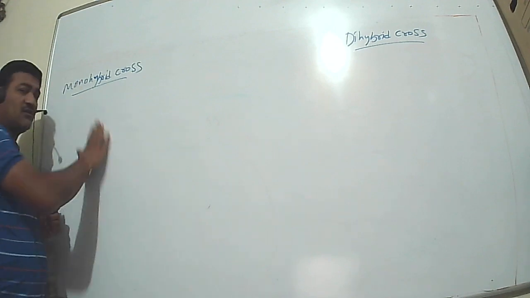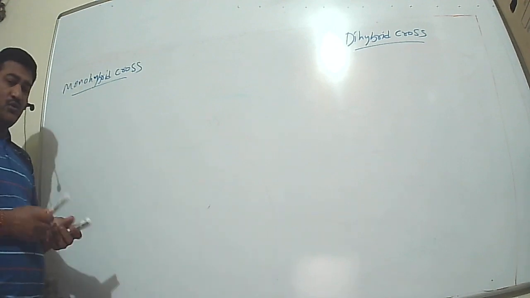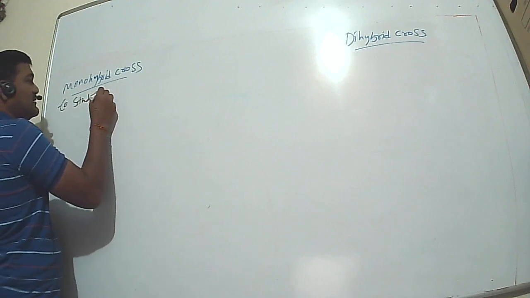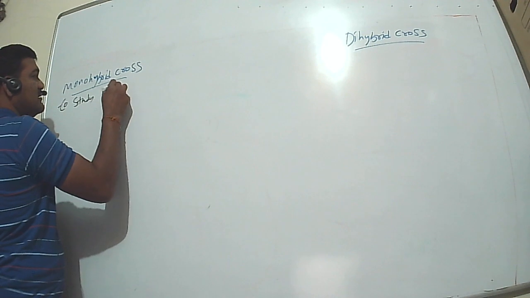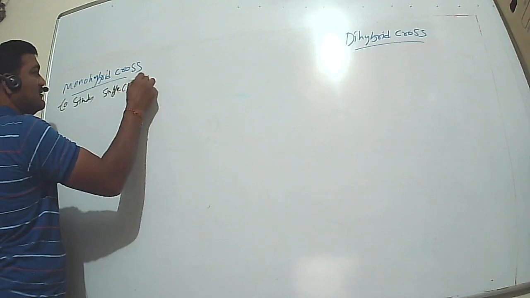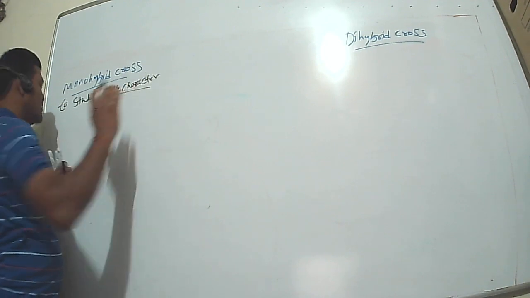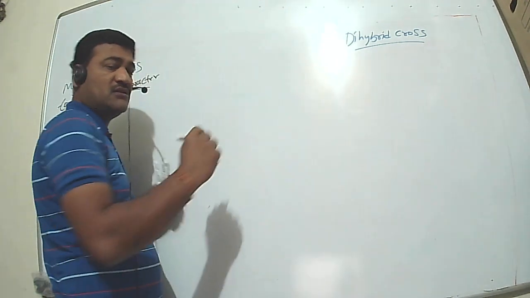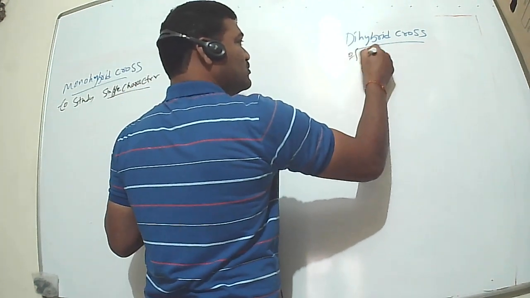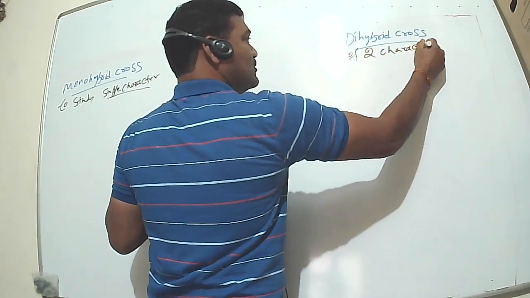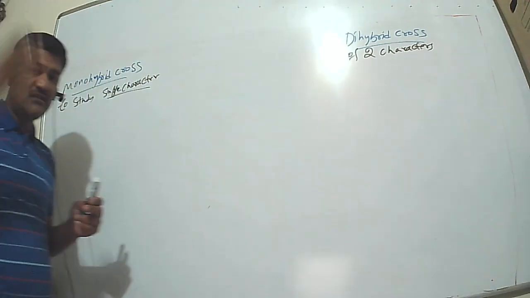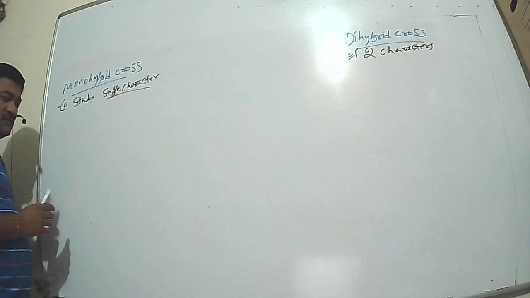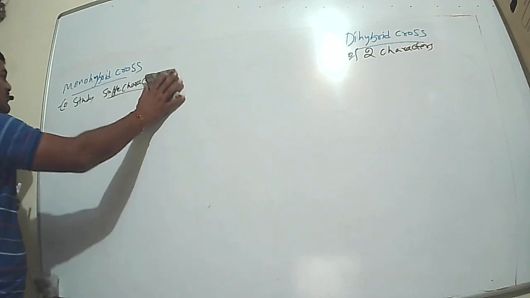So what is a monohybrid cross? It is a cross done between two parents to study the inheritance of a single character, one character. You don't consider or talk about any other characters. But a dihybrid cross is a cross done between two parents to study the inheritance of two characters, the inheritance patterns of two characters. So we'll take a simple example and then you'll understand monohybrid cross.